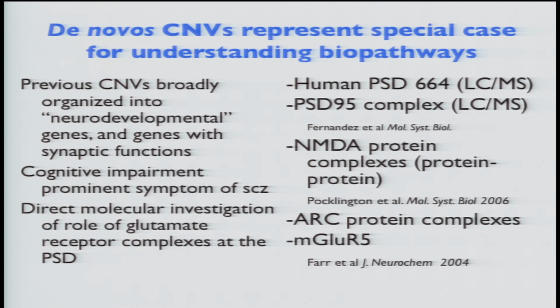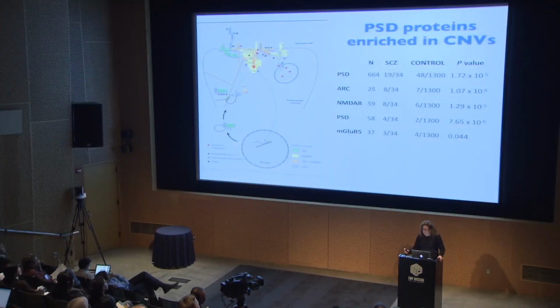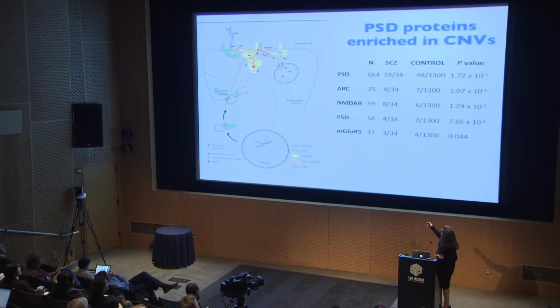And so we've directly looked at the proteins in a variety of complexes, and what we found was that they were in fact enriched in the postsynaptic density. And what I've shown you here are the number of de novo CNVs that arose in genes that are in this set of 664 proteins that came down with the postsynaptic density out of the 34 de novos in our set.